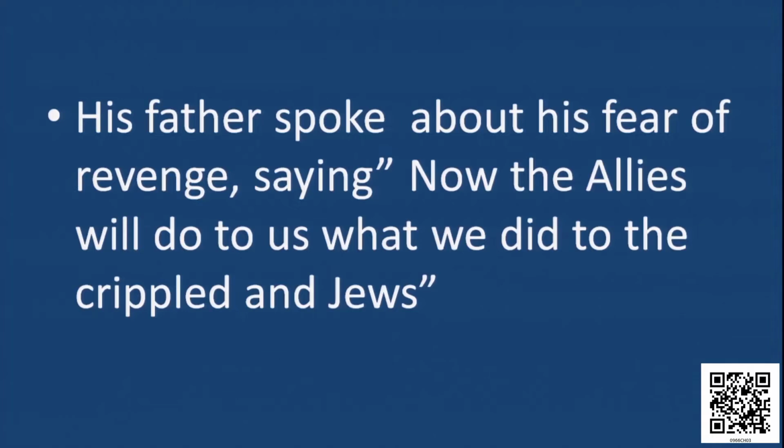His father spoke about his fear of revenge. What was he saying? That now the Allies will do to us what we did to the crippled and Jews. His father was telling his mother that now they will take revenge, the same way they did with the crippled and Jews. Who will take the revenge? The Allies. Now you should know who the Allies are.